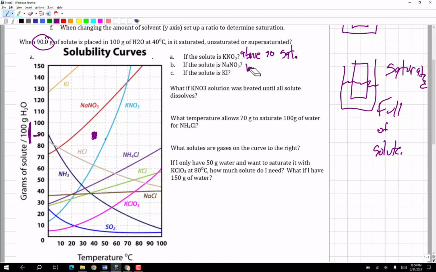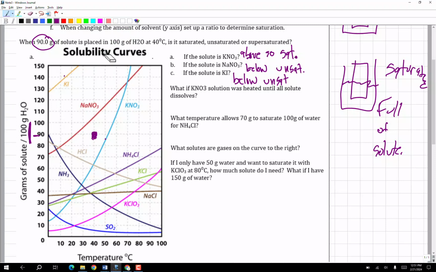NaNO3, that's below, so it's unsaturated. KI is over here. What do you think this does? It keeps going this way, so it's going to be below, unsaturated. Don't overthink these. Don't say, oh, it disappears on here. You can project your line.